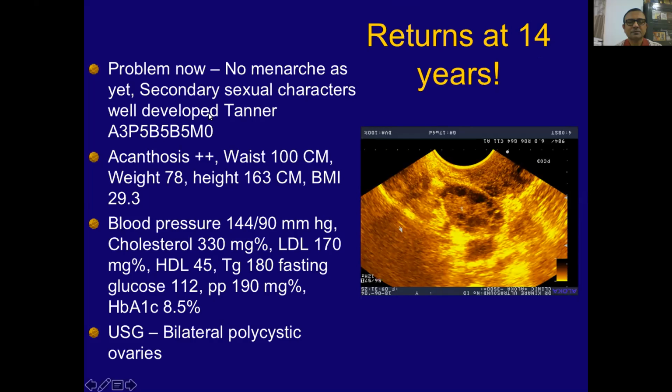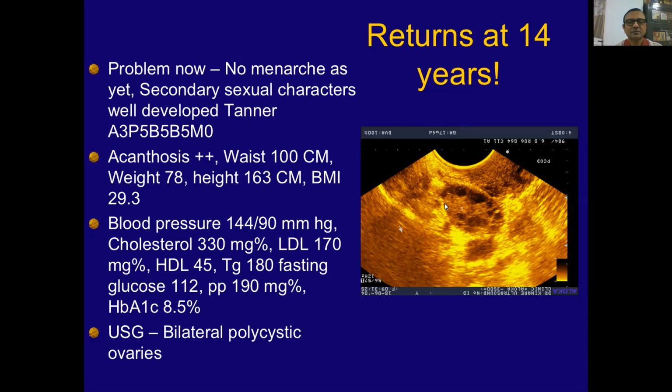You find that the secondary sexual characters are well developed. She has acanthosis, waist has gone further up, weight has gone further up, BMI is massive now, 29.3. She's hypertensive, her cholesterol has gone way above, LDL is high, triglycerides are high, and HbA1c is 8.5. And now her USG shows bilateral polycystic ovary. Please remember, PCOS can present as primary amenorrhea in children.